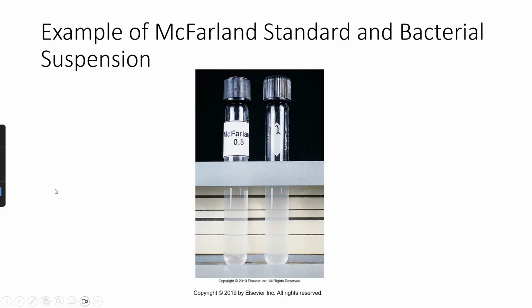We have different McFarland standards. We've got a 1, 2, 3, 0.5, 0.25, 0.75. We've got all different ones in a row. And then we would shake up our broth culture and compare it to the McFarland standard. And we would want to get to the same level of cloudiness by diluting this down.